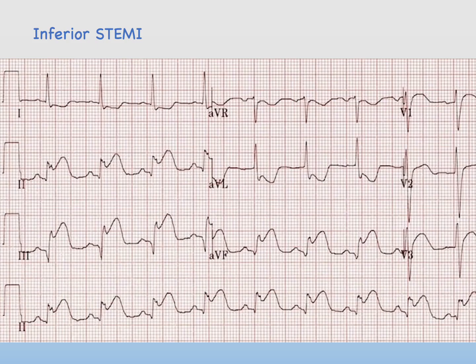The main differentials are those of STEMI and an early repolarization pattern. Here is an inferior STEMI, and you'll notice that the ST elevation is very significant, pointing more towards STEMI than pericarditis, and also it's greater in lead 3 than lead 2, pointing more towards STEMI than, say, pericarditis or early repolarization pattern. Alternatively, we also have a convex pattern of ST elevation rather than a concave, and that again is more consistent with STEMI.